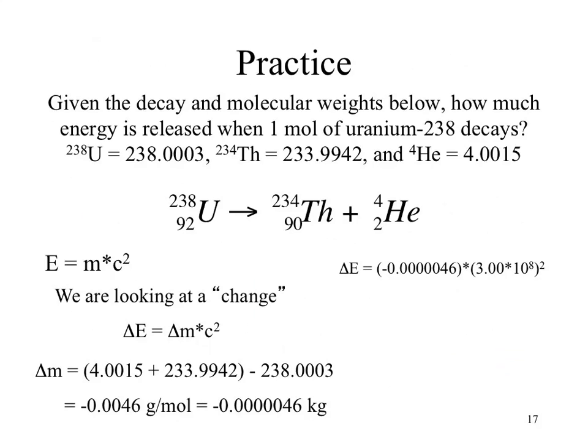Take our change in mass, multiply it by our speed of light squared, and we get a change in energy of negative 4.1 times 10 to the 11th joules. Okay, that's a pretty big number. Okay, what does that number mean? Was energy absorbed or released? How do you know it was released? Because it's a negative number. So in the process of this decay, we've released that much energy.